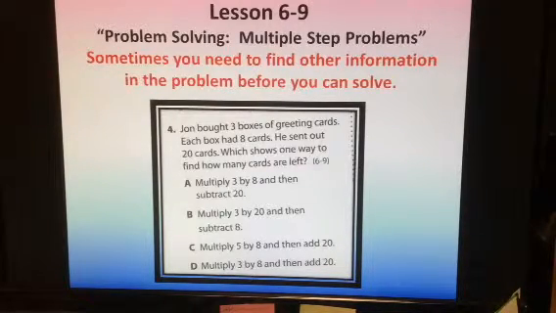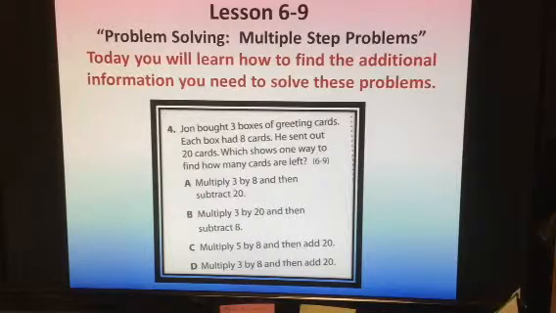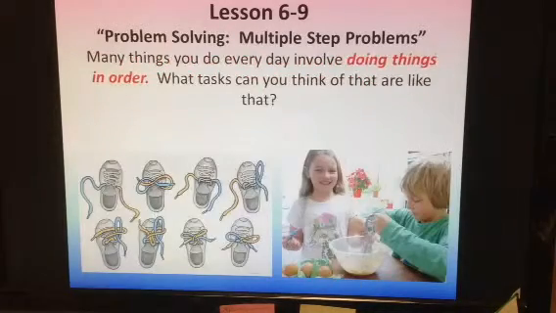The correct answer is A. You need to multiply 3 by 8 to find how many cards he had, and then subtract 20 for the 20 he sent out to find how many are left. So you need to find what 3 times 8 is first. Today you will learn how to find the additional information you need to solve these problems.